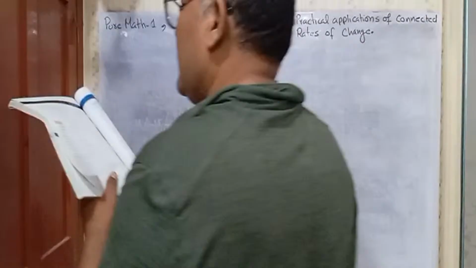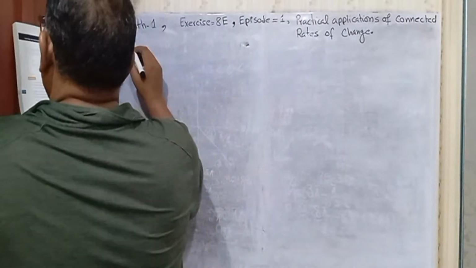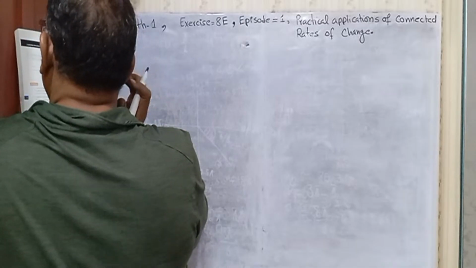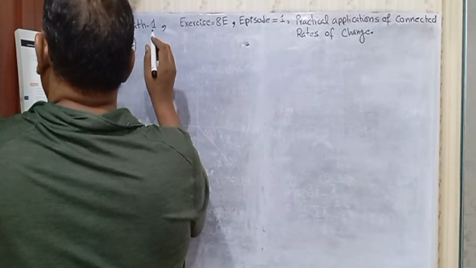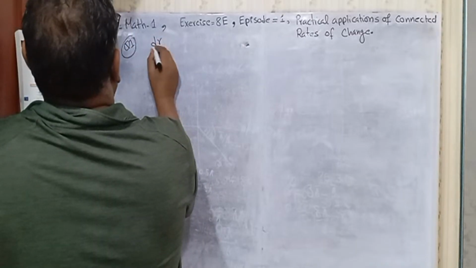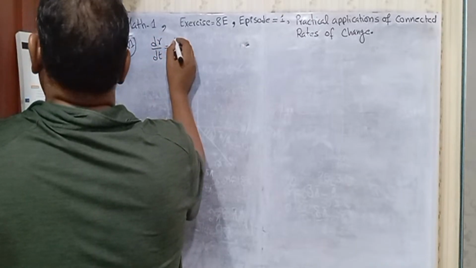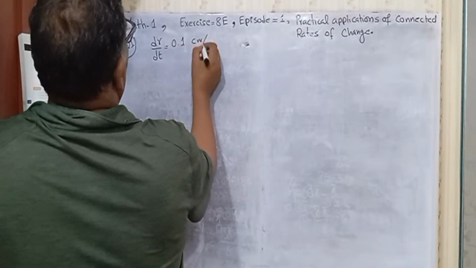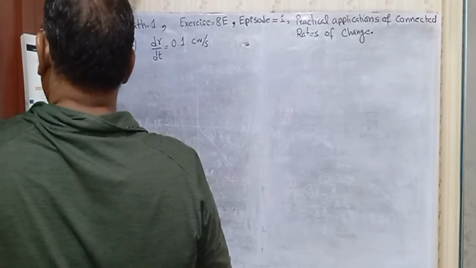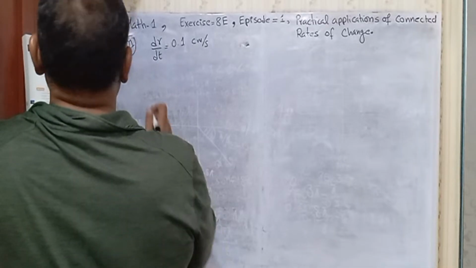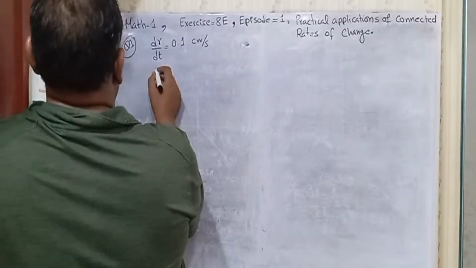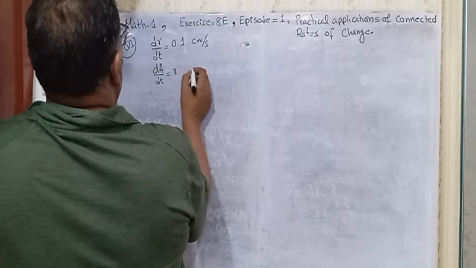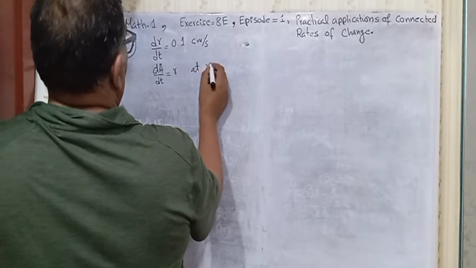So in the question, he says the radius is increasing at the rate of this. The dr by dt is given, that is 0.1 centimeter per second. Find the rate of increase of A, dA by dt is the question, at r equals to 4.